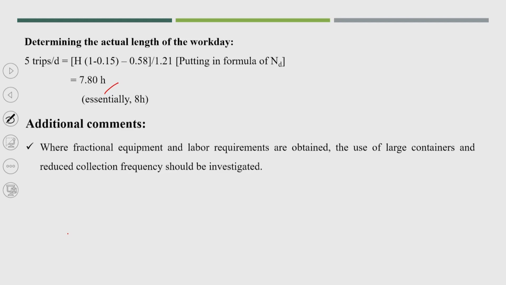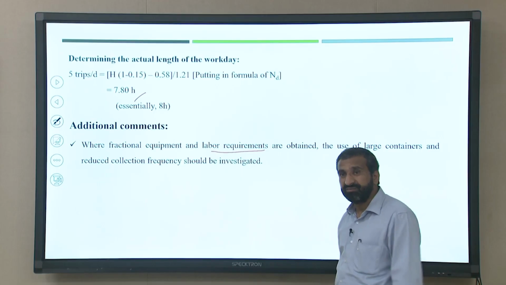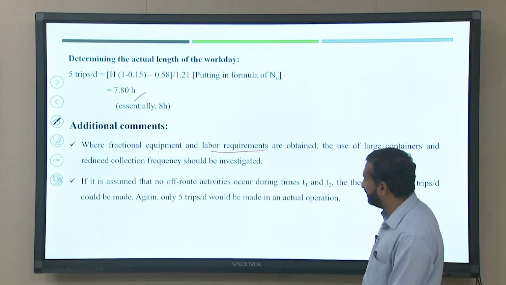Some additional comments for this example: where fractional equipment or labor requirements are obtained, the use of large containers and reduced collection frequency should be investigated. That is also very important, the labor requirement. We will solve one more problem especially for the labor requirement, or the time required in a week, where the TW value we will also calculate.